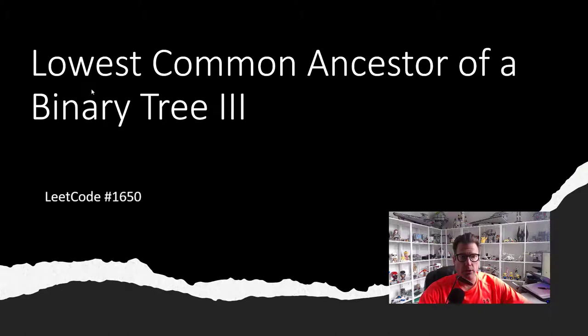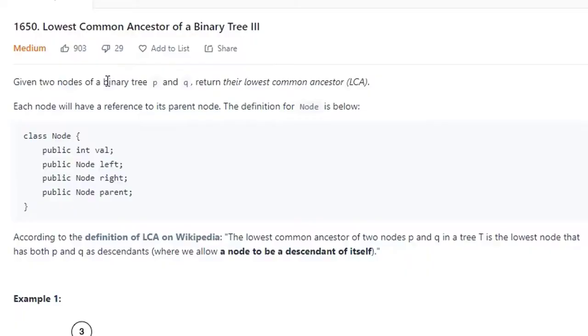Hello! In this video we're going to be going through lowest common ancestor of a binary tree 3, which is LeetCode problem 1650. This problem is marked as a medium and it's fairly new and fairly popular, but it is high on the frequency list.